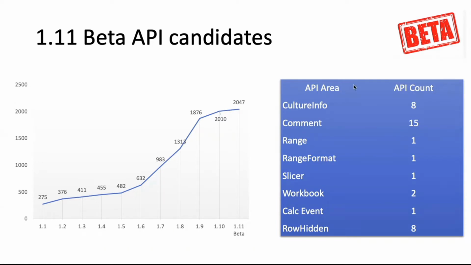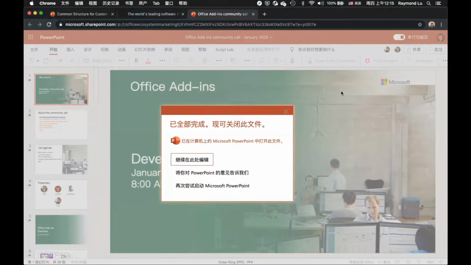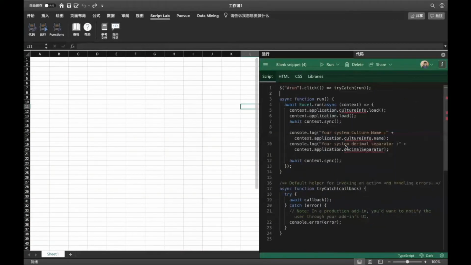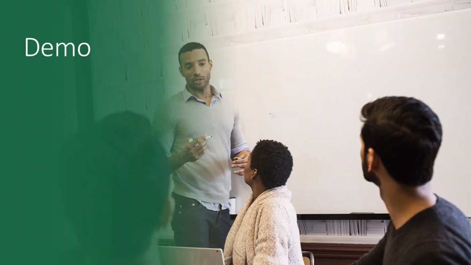Hey, thanks, Raymond. Just one quick question for you. I know we're very interested in hearing feedback about the beta APIs that you're showing us today. Do we want them to provide that feedback via GitHub? Is that the best way for them to do that? Yes, correct. Please share the feedback through GitHub.